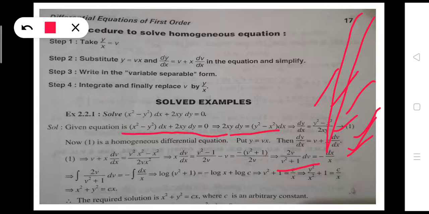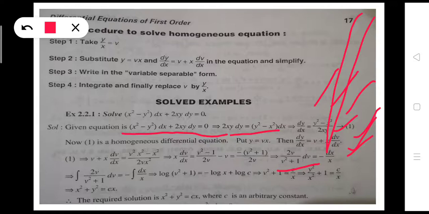Here, what is the integration of the left side part? This is in the form of f dash x by f of x. The derivative of the denominator is 2v. So this is in the form of f dash x by f of x. So the integration of f dash x by f of x dx is equal to log f of x. In a similar way, you can write it as log of (v square plus 1) is equal to integration of 1 by x dx, which means log x, that is minus log x plus log c.